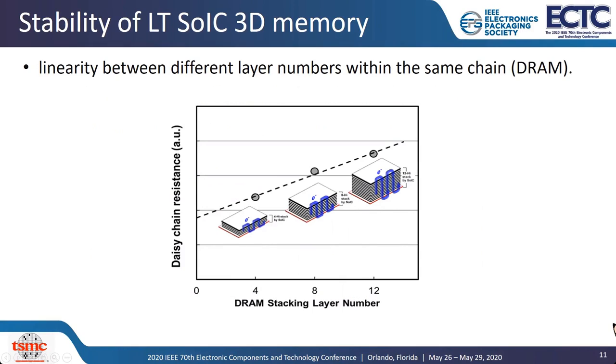Moreover, the linear I-V behavior was also obtained when tested on the same chain between different stack layer numbers, including 4-high, 8-high, and 12-high DRAM stacking. From the results, it demonstrated the stability and capability of the low-temp SOIC technology for multi-layer 3D memory stacking, which we have achieved 12-high stacking and are developing higher numbers of stacking layers.